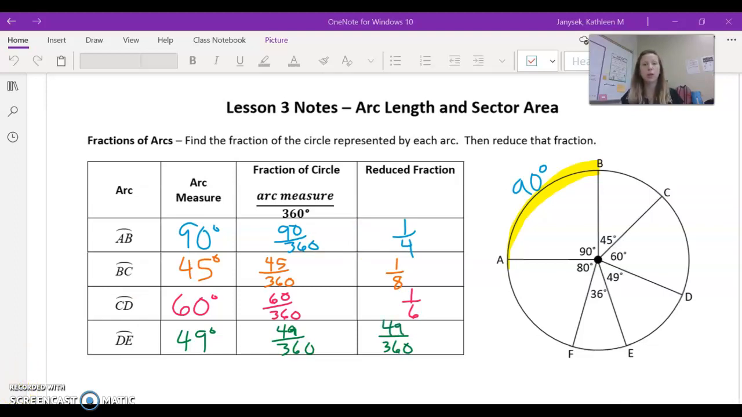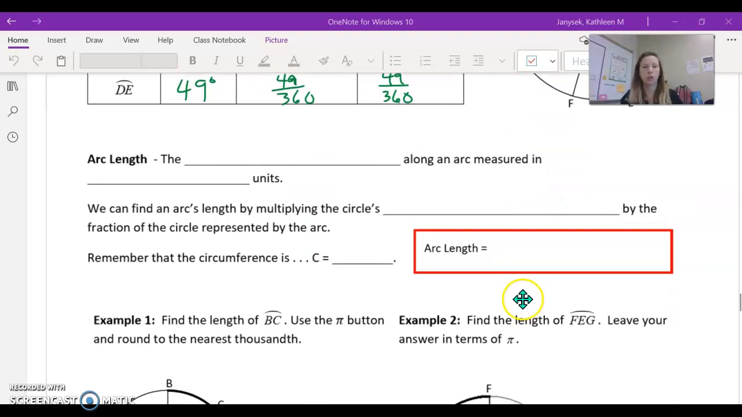Okay, so how are we going to use these fractions? What do we need these fractions of the circle for? They're to find the arc length, if I wanted to find the length of an arc, or the area of one of these sectors of the circle. So we're going to start out with arc length. So what is arc length?